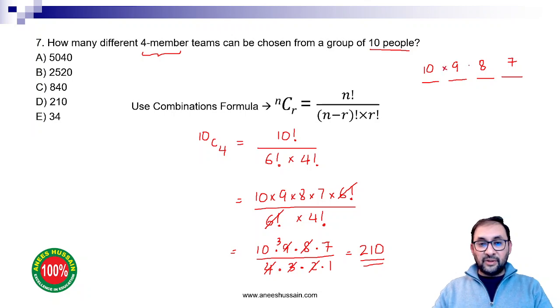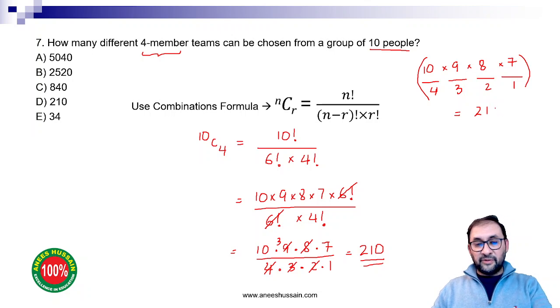Once you've done 10 into 9 into 8 into 7, you then need to divide this by 4 factorial, which is 4 and 3 and 2 and 1. And once you do that, you will get exactly the same answer as I got earlier, which is 210. So this is a pretty useful way of saving yourself time, and I suggest you practice this. I hope this is clear to all of you. So the answer to question number 7 is option D.